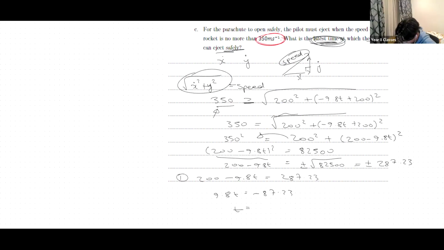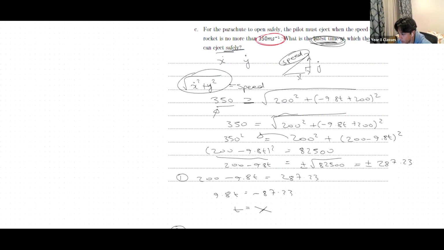Solve the other case, so the negative case. So negative 287.23. We get 9.8t equals 487.23. And thus t equals 487.23 divided by 9.8 gives you 49.72 seconds. Now let's check if this applies to what we solved in part B.